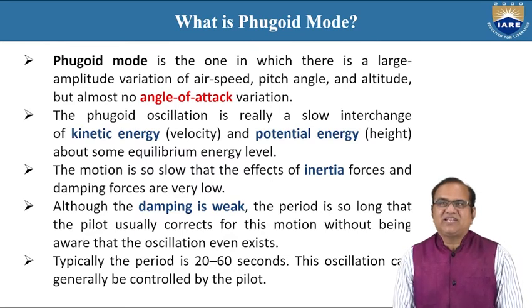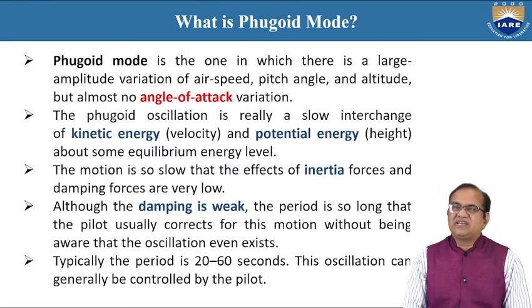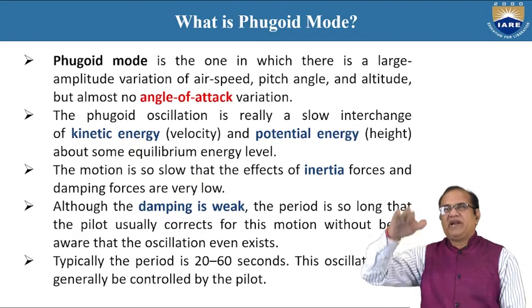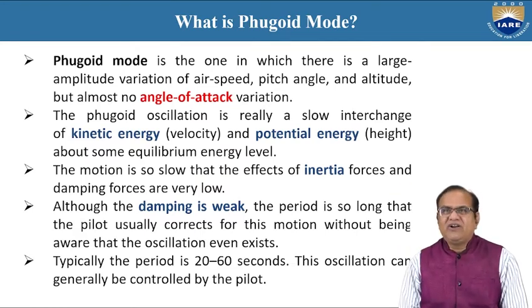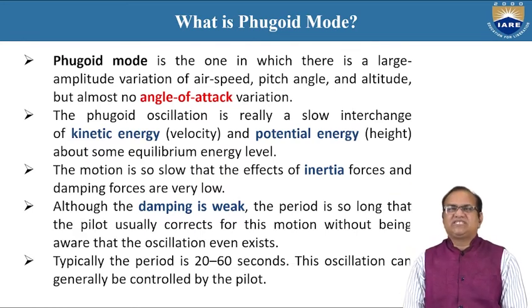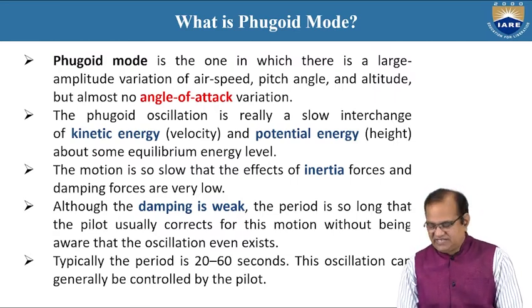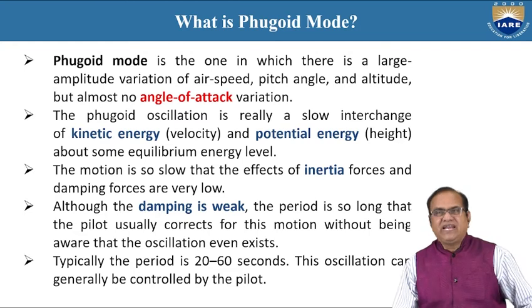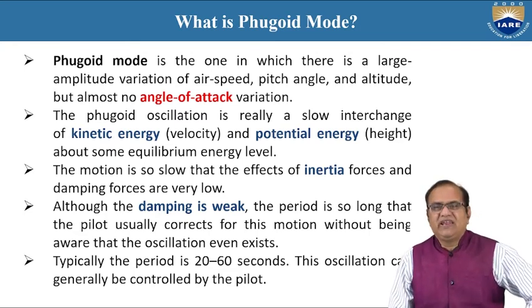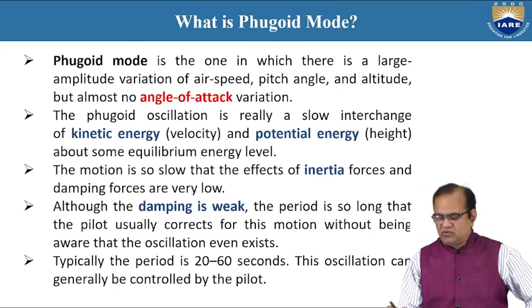Due to the variation of airspeed, the lift will increase or decrease as the aircraft goes up and down. The phugoid oscillation is really a slow interchange of kinetic energy, meaning velocity, and potential energy, meaning height. So, in this, kinetic energy will change to potential energy and potential energy will change to kinetic energy.